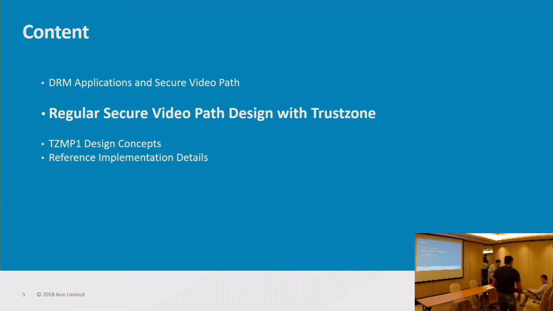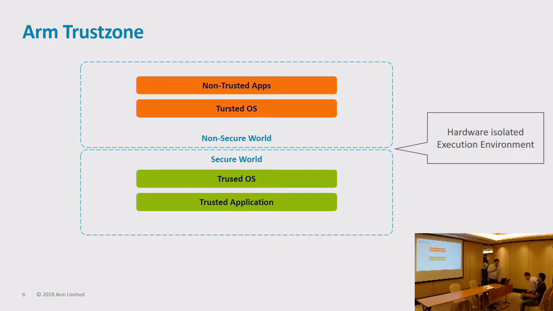Now, here is a short summary of ARM TrustZone. ARM TrustZone is a hardware isolated execution environment on each core. It isolates the CPU into two worlds, the non-secure world and the secure world.